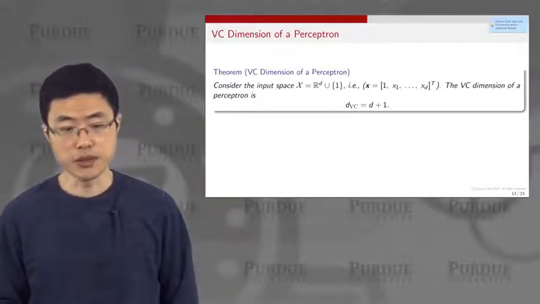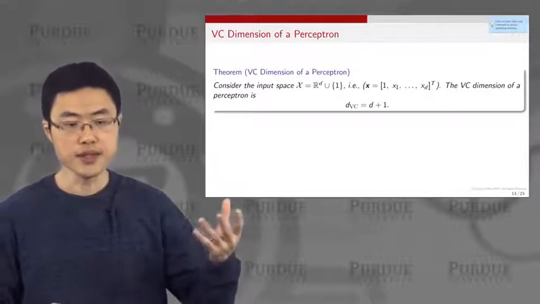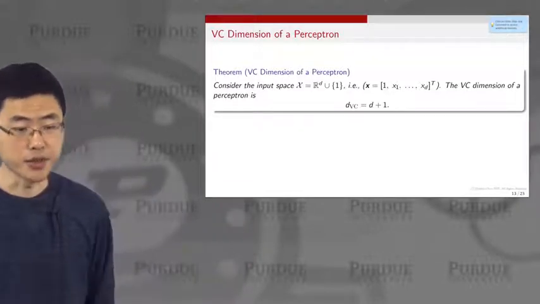So the VC dimension is D plus 1, and we want to show that this VC dimension is indeed this number.